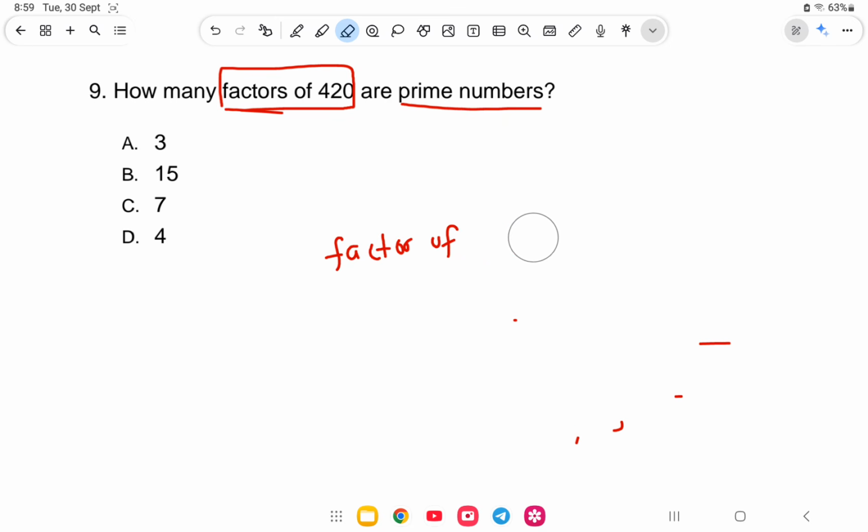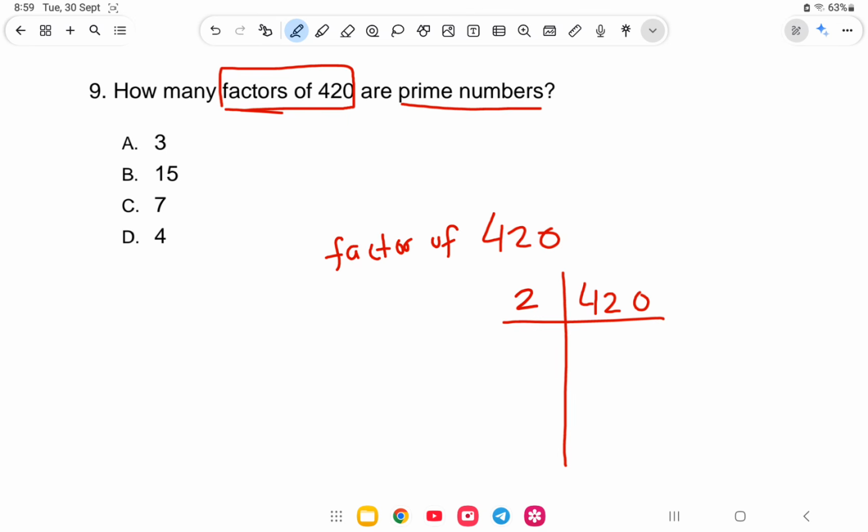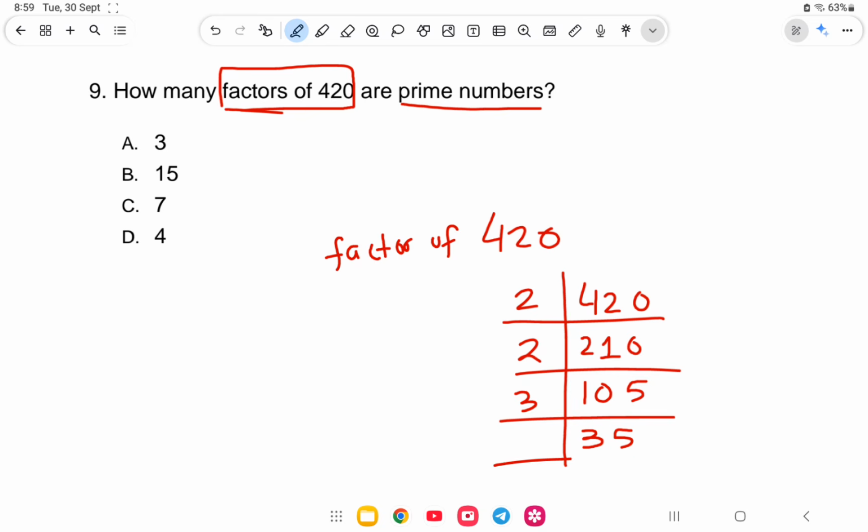Similarly, for 420, we take the LCM of 420. Let's say 2 2s are 4, 2 1s are 2. Next 2 10s are 20, 2 5s are 10. Next 3 3s are 9, 3 5s are 15, and 7 5s are 35.